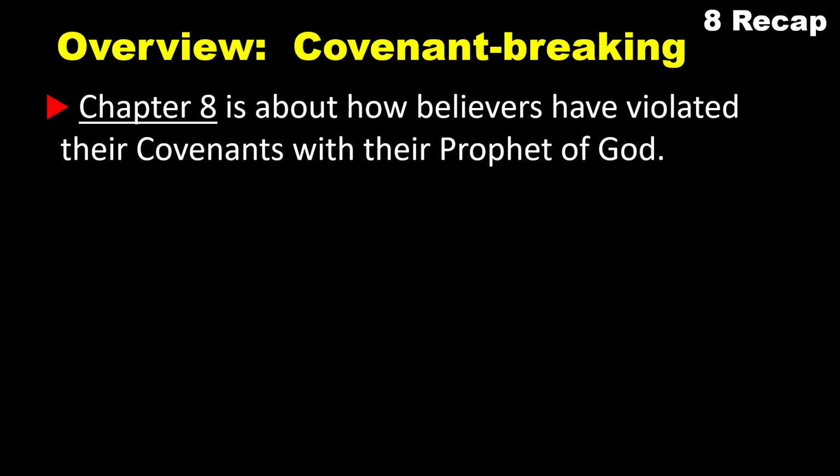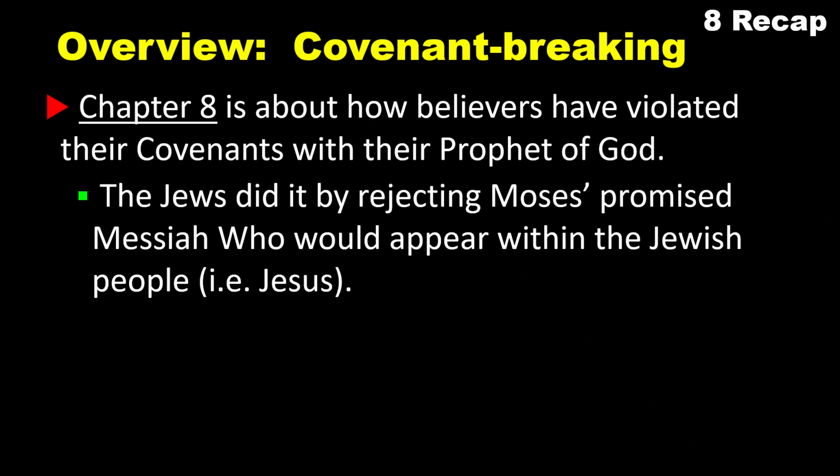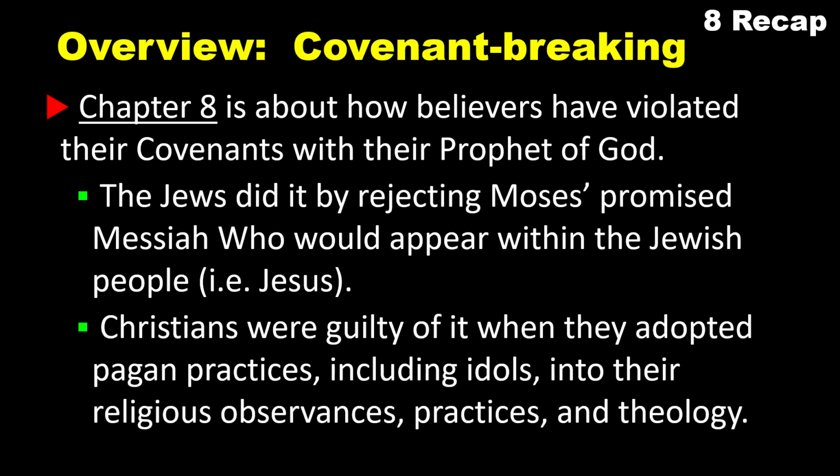The short overview of chapter 8 is that it is about covenant breaking. Warnings galore against not following the covenant that a prophet brings to humanity. Chapter 8 is about how believers have violated their covenants with their prophet of God. The Jews did it by rejecting Moses' promised Messiah, who would appear within the Jewish people, meaning Jesus. The Christians are guilty of covenant breaking when they adopted pagan practices, including idols, into their religious observances, practices, and theology.